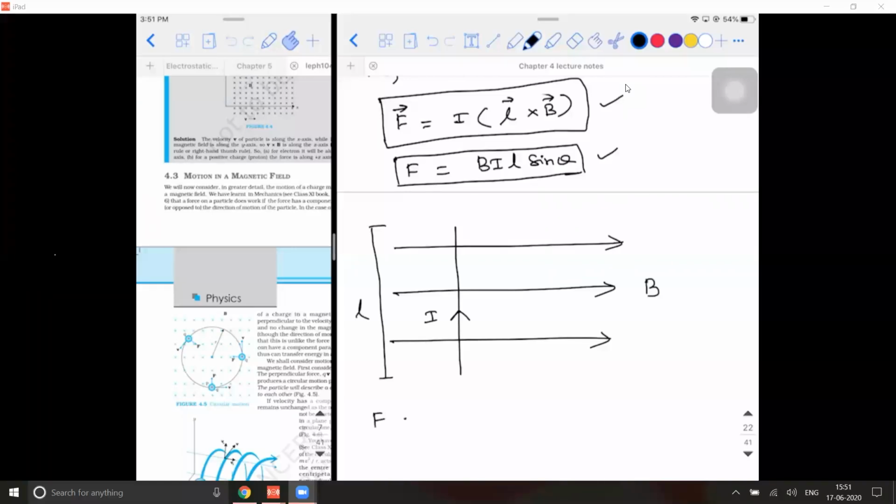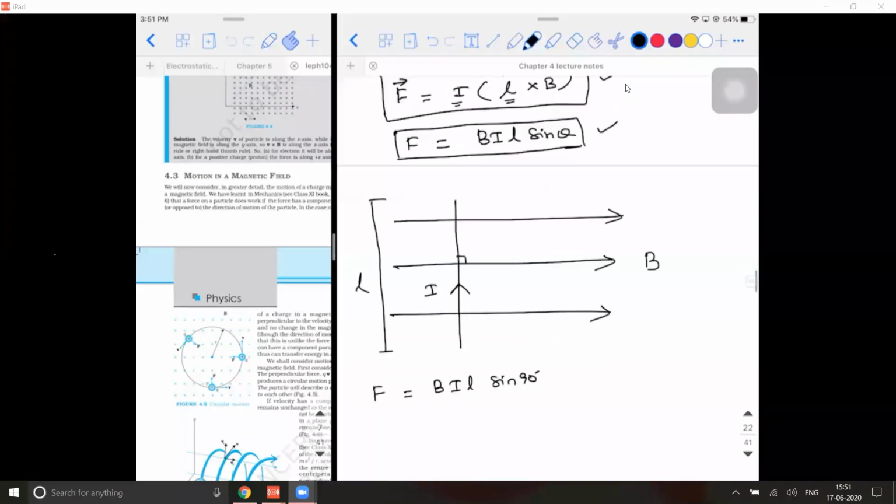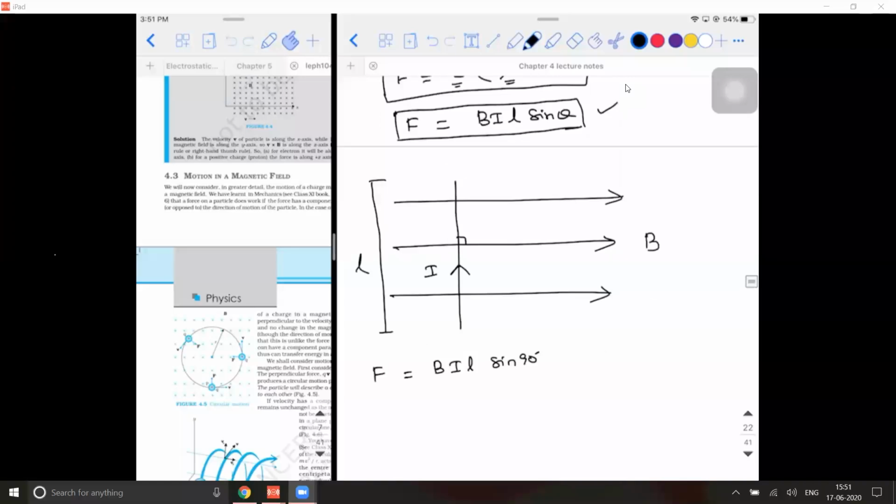So what is going to be the force? F will be equal to B into I into L into sine of 90 degrees. Remember, L will take the direction of current. Just like how we did in Biot-Savart, we wrote I dL, no? I told you dL will take the direction of current. Similarly here, L will take the direction of current. So B I L sine 90 degrees.